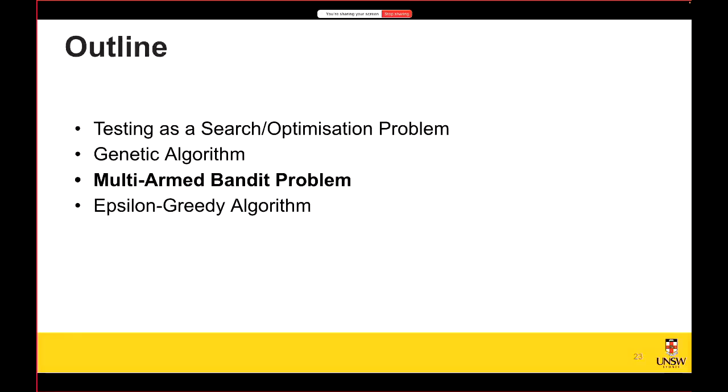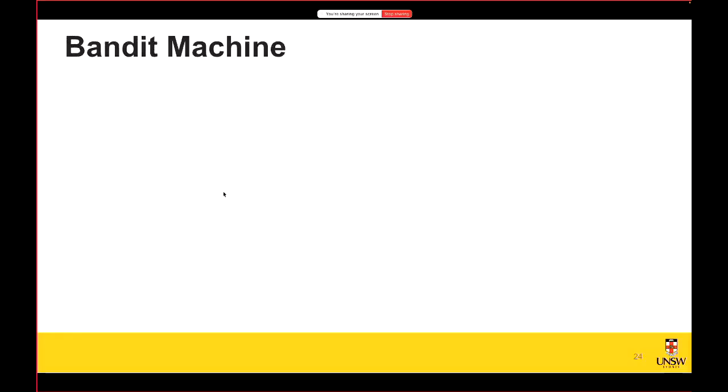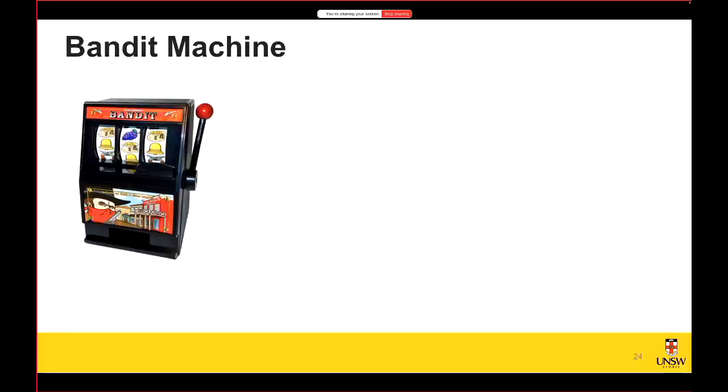The problem we are going to learn here is called the multi-armed bandit problem. The keyword here is the bandit machine, and it looks like this. There's a painting of a bandit on this machine, and you pull this arm and you have a chance to win some award, but you need to put in some coins first.